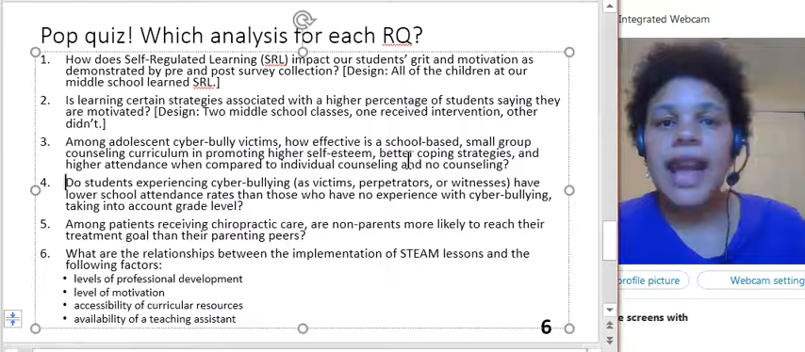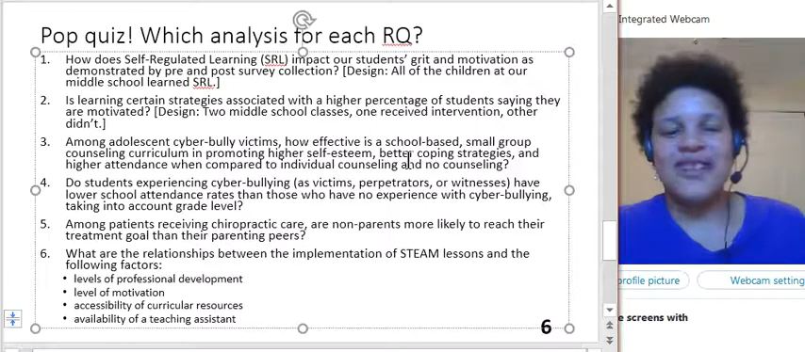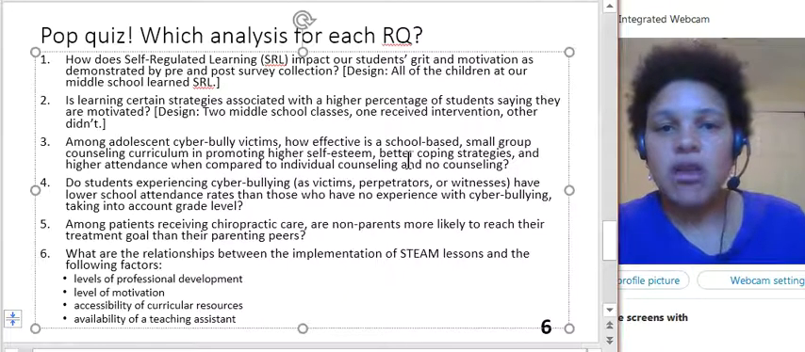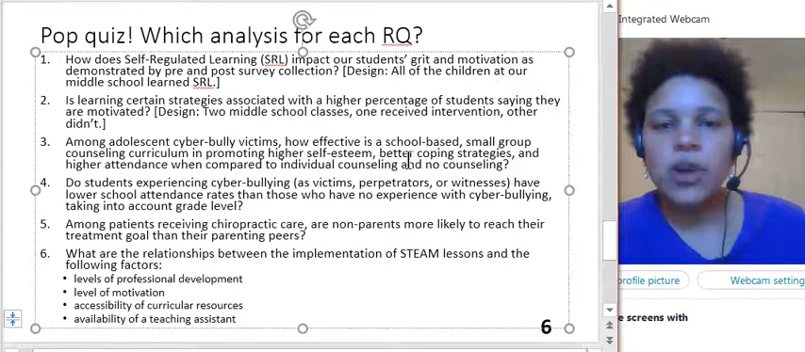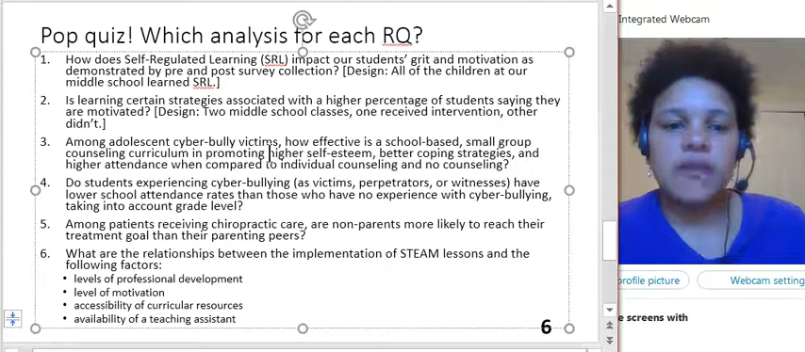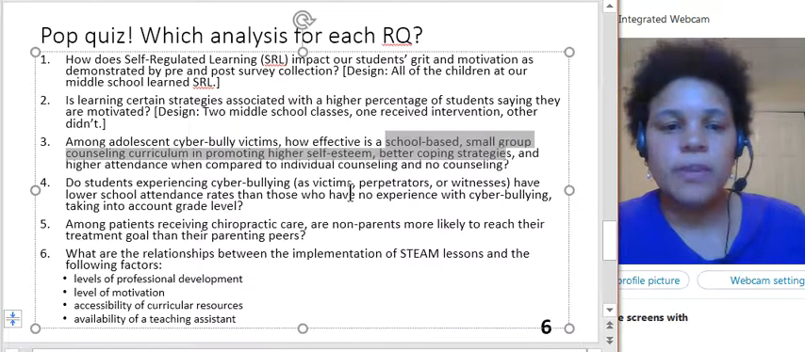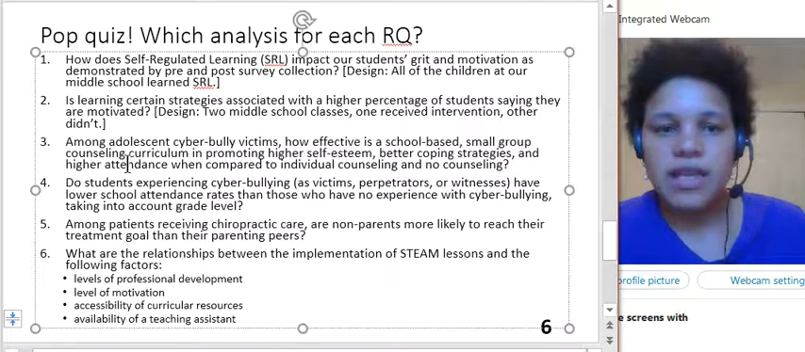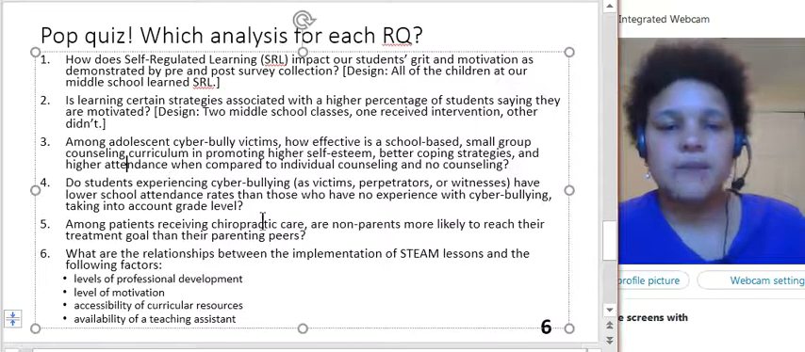ANOVA can handle that if you do something called multiple ANOVA or multivariate ANOVA, abbreviated MANOVA. But what researchers do is they just do a regular ANOVA and repeat it once for each of the outcomes. They do an ANOVA analysis for self-esteem, a second ANOVA analysis for coping strategies, and a third, what is called a one-way ANOVA analysis, for attendance.